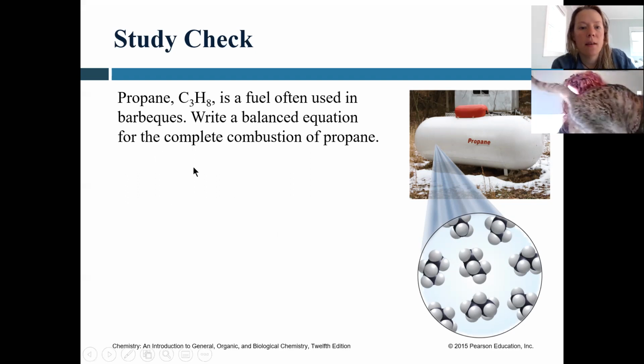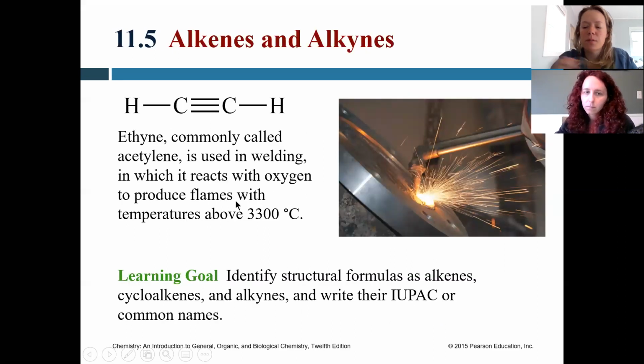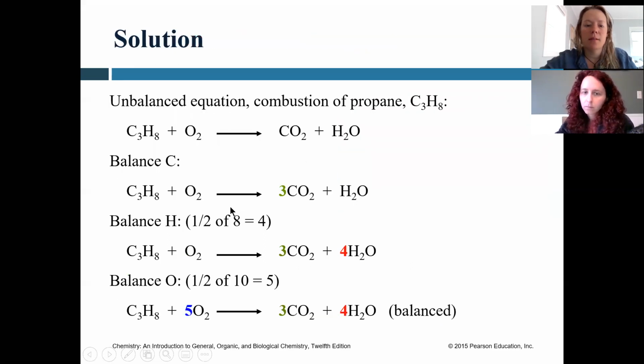So propane is C3H8. If it's a combustion reaction, it always combines with oxygen. So C3H8 plus oxygen will produce CO2 and H2O. From there, we want to balance it. You always balance the carbons first, then balance the hydrogens, and then balance the oxygens. So it should be one of these. 5 oxygens gives us 3 CO2s and 4 waters.